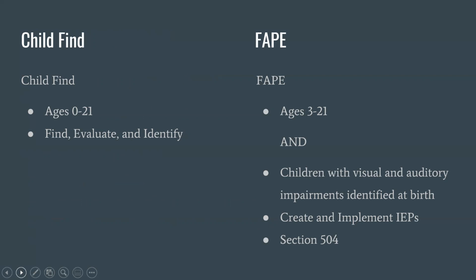Child Find is from 0 to 21, and FAPE, which is free appropriate public education, is 3 through 21. So birth to 21 for Child Find includes those children that are born with a visual or auditory impairment. Those students are served through our ECI program in our region or district area from 0 to 3. And then from 3 to 21, the public school provides that.